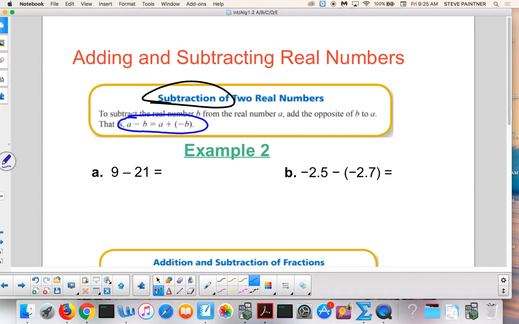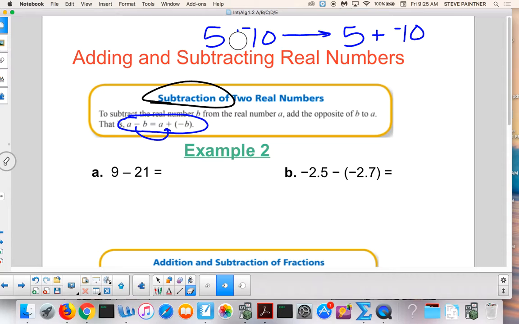A minus B is the same as A. Change it, subtraction into what? Addition, as long as you change the next number, B, to its opposite. Let me show you. 5 minus 10 is the same as 5. Change this to what? Plus. But if you change it to plus, that number has to be changed to its opposite, right? So this is the same as this. Okay, 1 second. Okay, so 5 minus 10 is exactly the same as 5 plus negative 10.